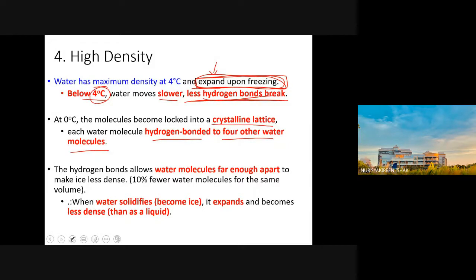So in the formation of this phenomenon, hydrogen bonded to four other water molecules, the water molecules will spread further apart from each other to form the ice crystal lattice, to form the ice crystal like this. So there is more space between the water molecules in the ice crystal structure.